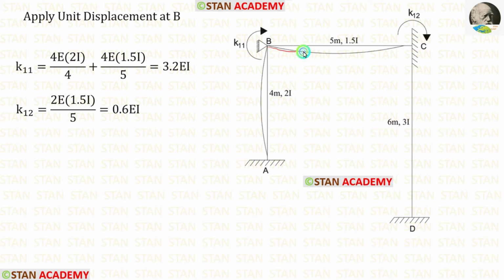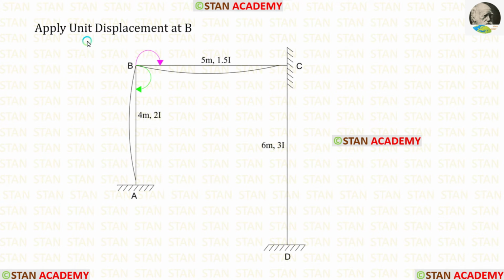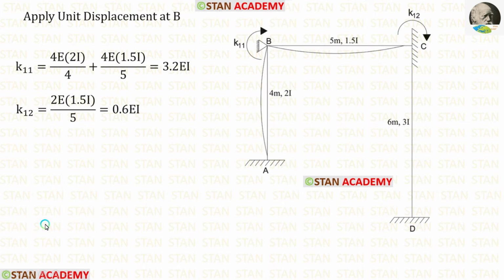Let us see how to draw these curves. We are applying unit displacement in the point B. So from the point B, we have to make two clockwise curves. One curve towards the point A and another curve towards the point C. Then we have to see the direction of the arrows and draw these curves. Now let us find K11.